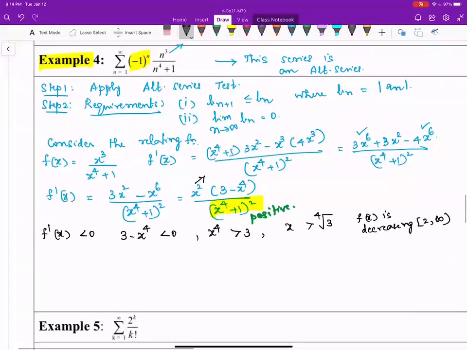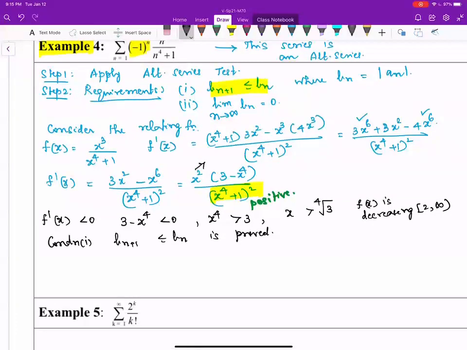So this means that because it is a related function, it actually applies to this condition. So condition 1, b_(n+1) less than or equal to b_n, is proved. We're proving it for n more than or equal to 2, which is fine. Then the next part is condition 2, which is easy to do.